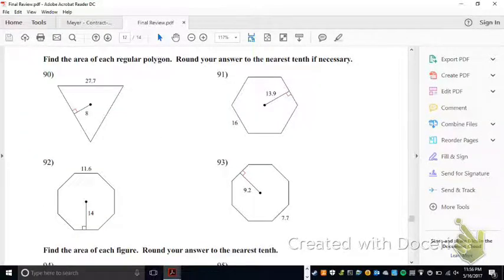So, area of regular polygons, everybody's favorite. Remember, the area of a regular polygon is 1/2 the apothem times the perimeter. Now, they're regular polygons, which means all the sides are the same. So we're looking at 90. It is a triangle. That means there are 3 sides.